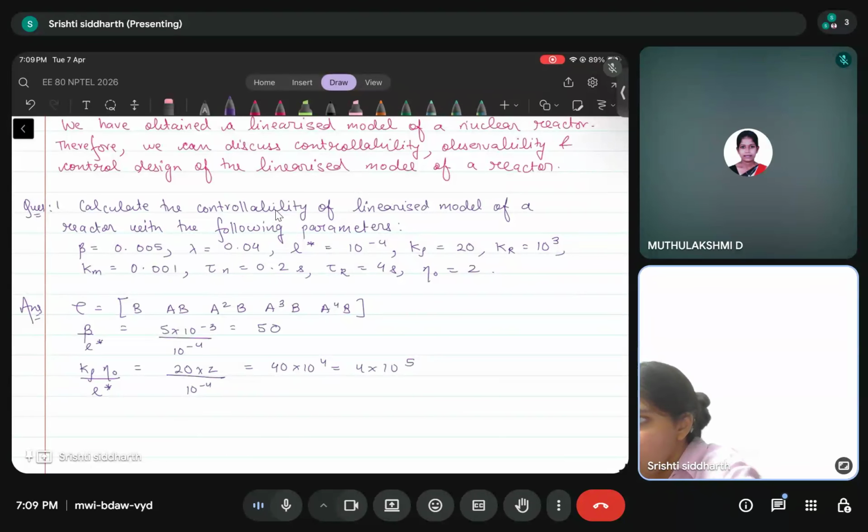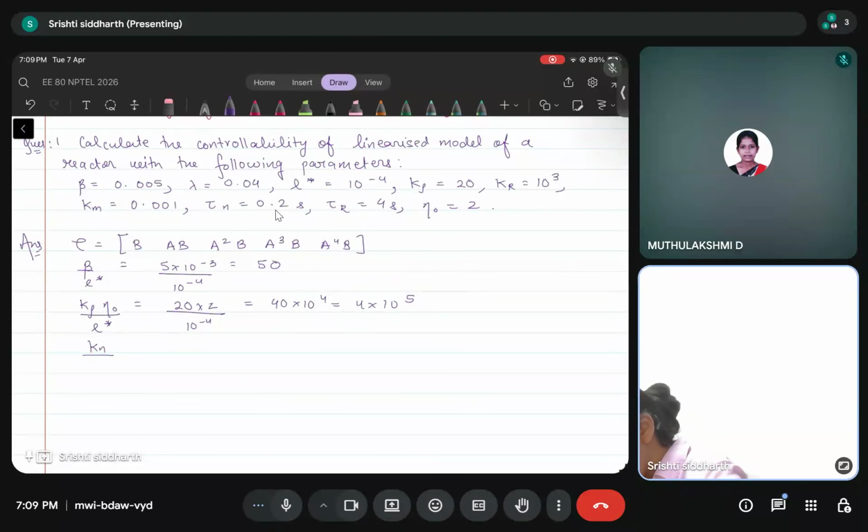And then I think we have Kn over tau n. So, okay, we have to get a value for Kn also. Just a second, let me check the question.